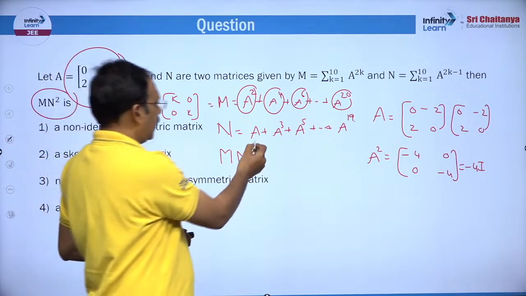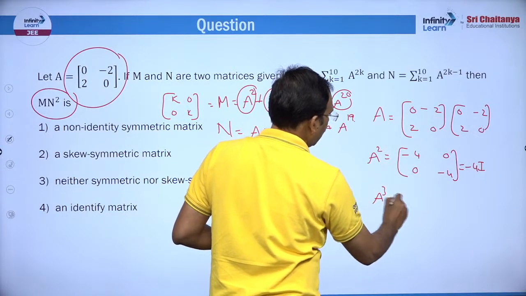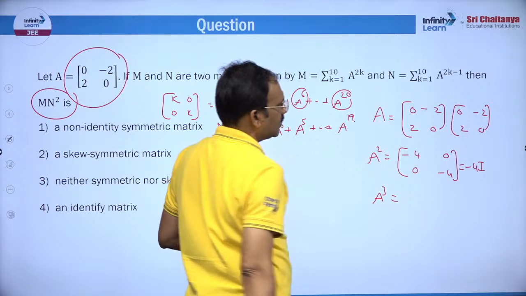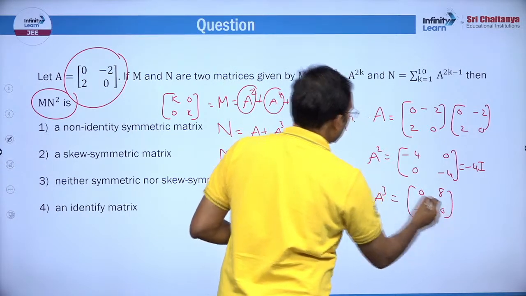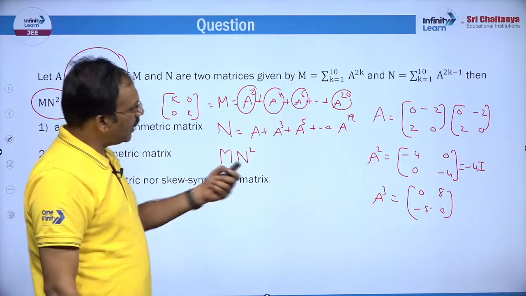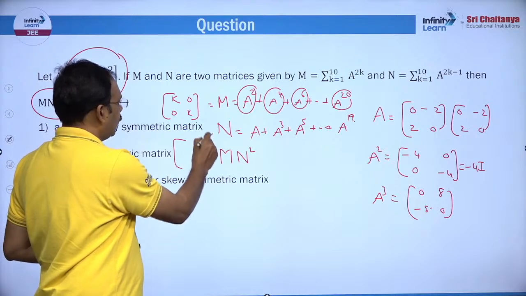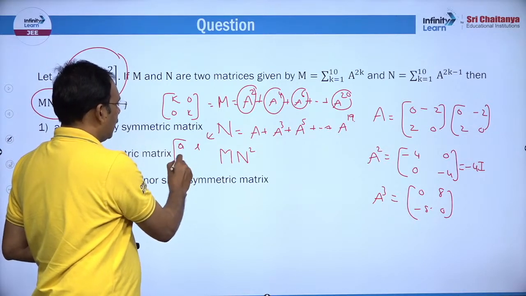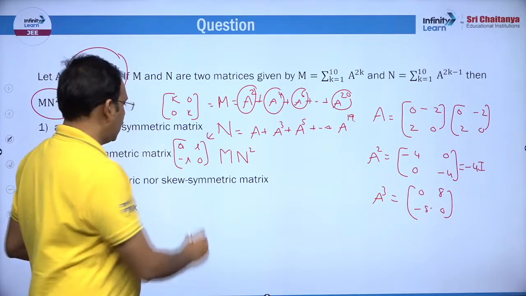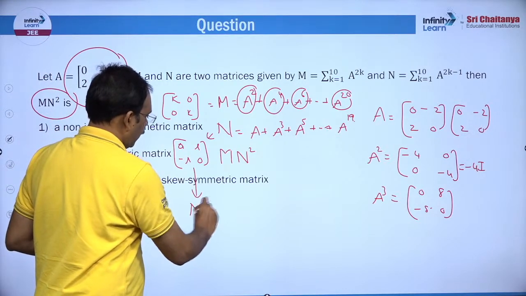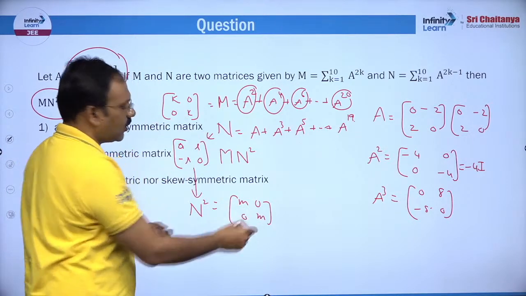And if you find A cube, it is 4i into A, multiply this with minus 4, you will get 0 8 minus 8 0, a matrix of this kind. Similarly A power 4 like this, A power 5 will be like this. So, if you find N, you will get 0 L minus L 0 kind of. Now, N square, if you find, it will be like M 0 0 M kind of. Now, you product these two.